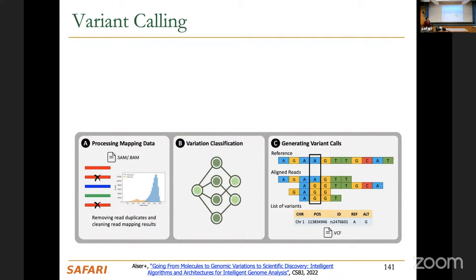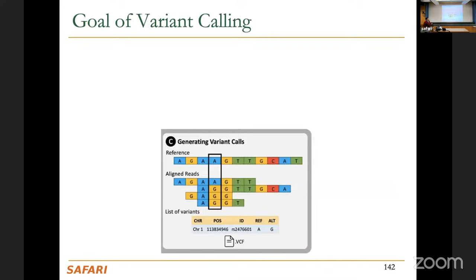They won't actually agree between them, because we're mapping these reads based on approximate string matching, trying to minimize edit distance, and maybe reads coming from different regions can still be mapped over here, or maybe a read can be mapped this way due to sequencing error. So how can we deal with these issues? This is the goal of variant calling. So we have a step called variant calling.